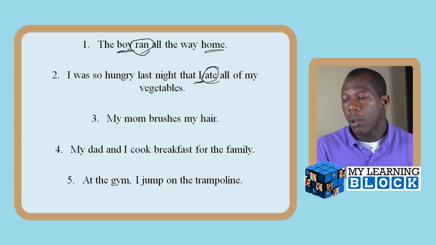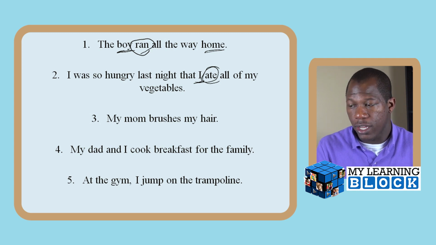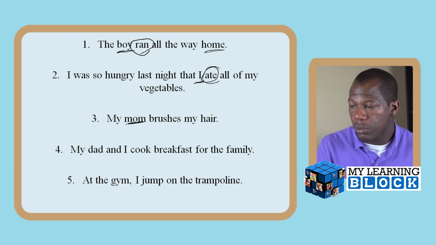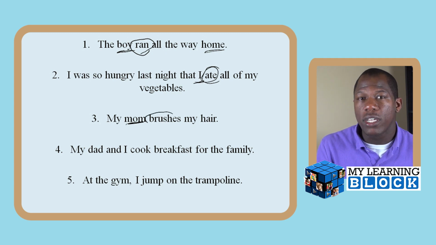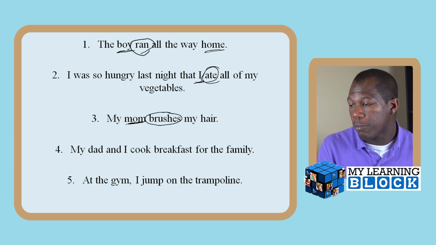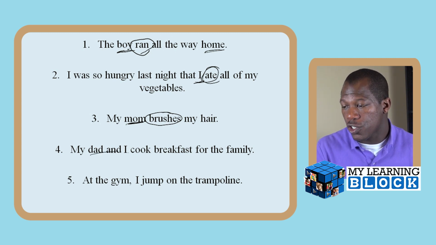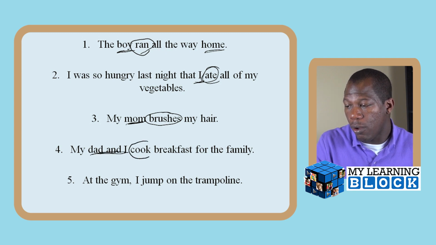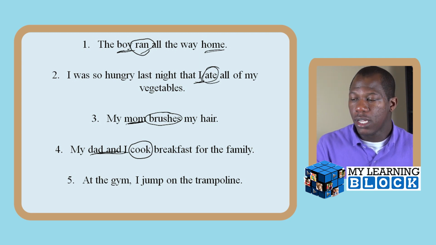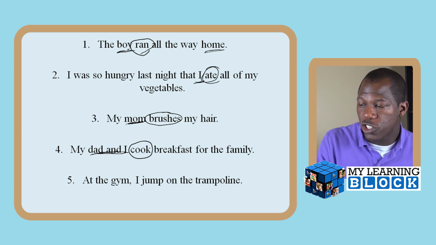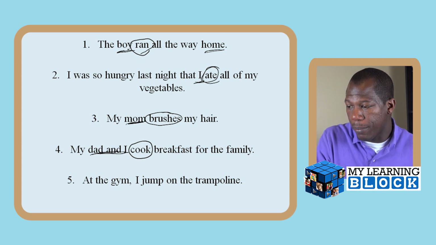All right, the next one. My mom brushes my hair. All right, who's the verb or what's the subject in the sentence? Mom. And what did mom do? Well, she brushes my hair. My dad and I. So there's 2 subjects in here that are important, and I'll try to underline it for you. My dad and I, and what my dad and I do, we cook breakfast for the family. All right. And then the last one, at the gym. What happens at the gym? What does I do? I jump.